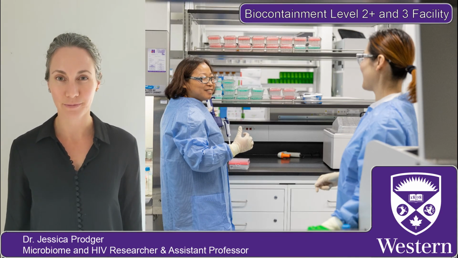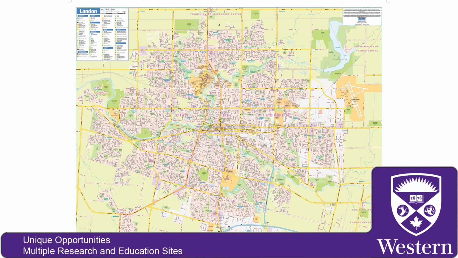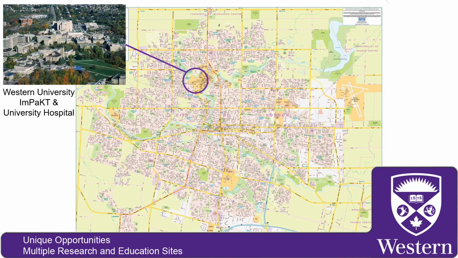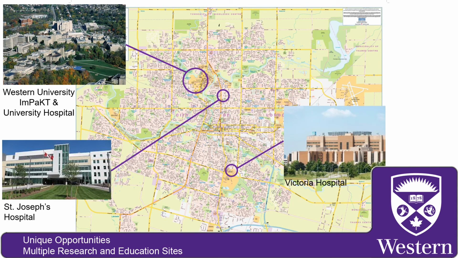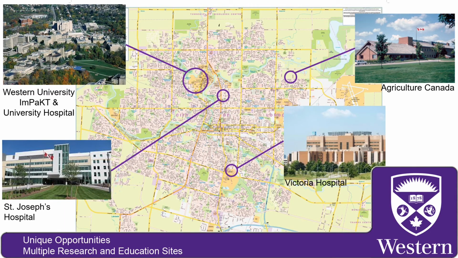The diverse nature of our program is a product of the many different facilities in which our faculty are located. On main campus, we have our core faculty, the Impact facility, as well as a number of associated clinicians at the University Hospital. We also have faculty located at 2 other hospitals, including St. Joseph's and Victoria Hospital, which is where our cancer and microbiome programs are located. And we also have faculty member at Agriculture Canada, pursuing different aspects of agricultural microbiology.